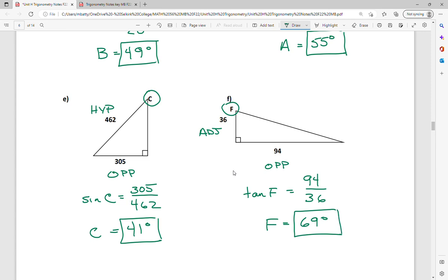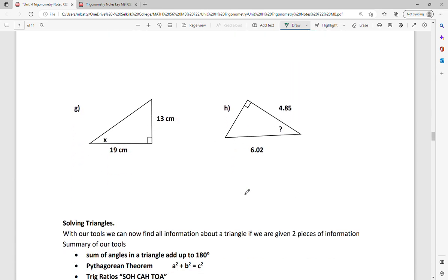Okay, last two before we roll it all together. On these ones, I'll go for it. I've got my angle, I've got opposite and adjacent. It's tangent of angle X would equal 13 over 19, and X equals 34 degrees.